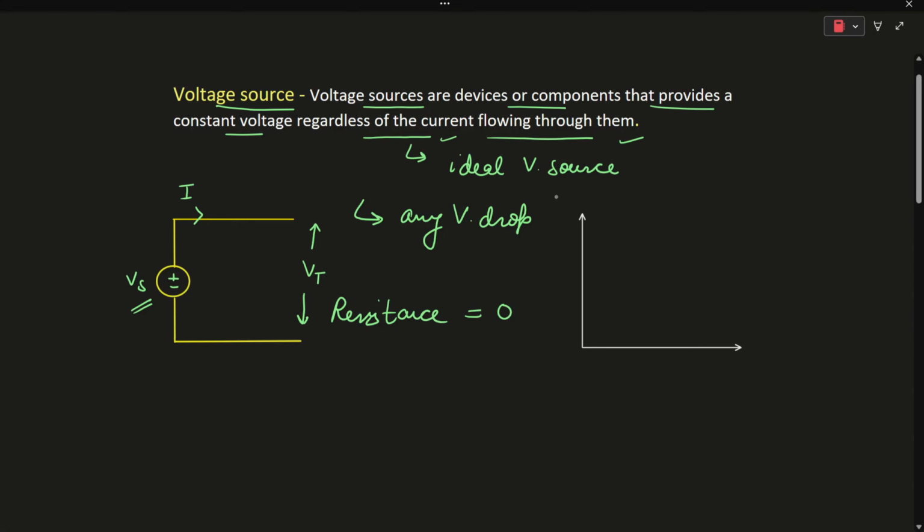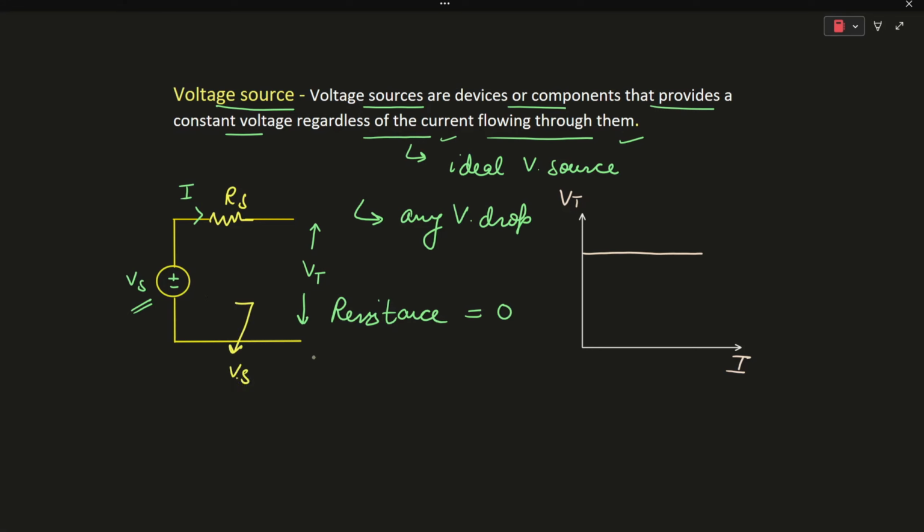The VI characteristic of an ideal voltage source will be like this. It will be a straight line, because the voltage is not changing with respect to the value of current. But in case of a practical voltage source, there exists some kind of internal resistance Rs. So there will be a voltage drop across this particular voltage source.